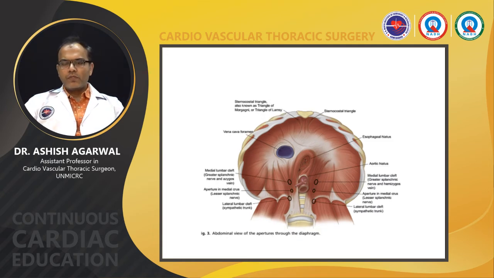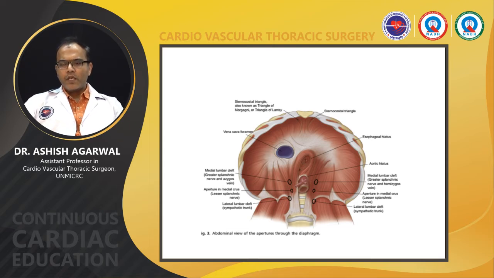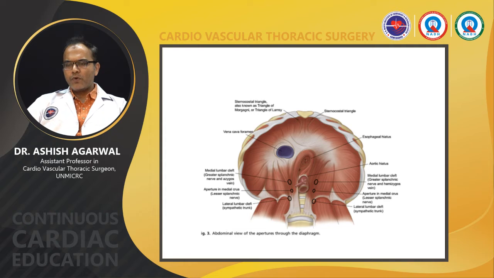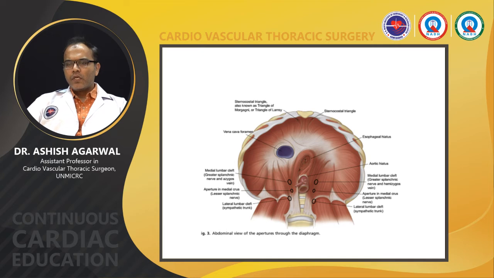The openings of the diaphragm are basically gaps between the muscular part or the central tendon part, which allow structures to pass from the abdominal cavity to the thoracic cavity or from the thoracic cavity to the abdominal cavity. It is very important because it is a most often asked short note question and most often asked MCQ about the structures passing through the gaps.